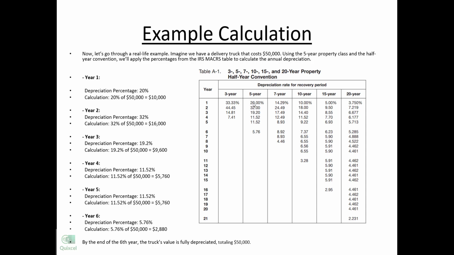Here for 5 years, there are different percentages corresponding to each year, as we can see here. For the first year, it's 20%, second year, 32%, as you can see, and so on. So for the first year, the depreciation percentage is 20%. We multiply the 50,000 by 20%, so the depreciation amount will be 10,000. For the second year, we use 32%, as we can see here. And for the third year it will be 19.2% as per the table.